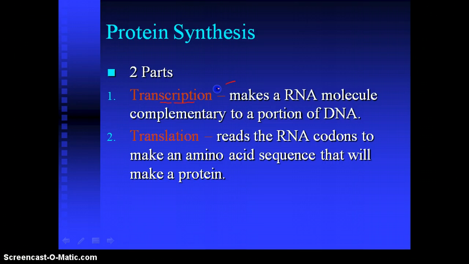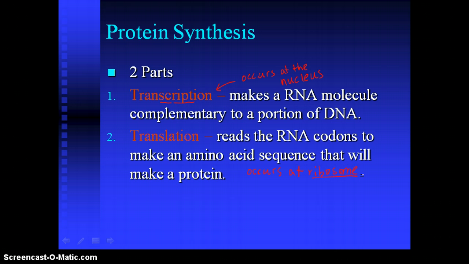So first, let's do this. Transcription occurs at the nucleus, because DNA can't leave the nucleus. And translation occurs at the ribosome, where proteins are made. We learned about ribosomes back in chapter 4.